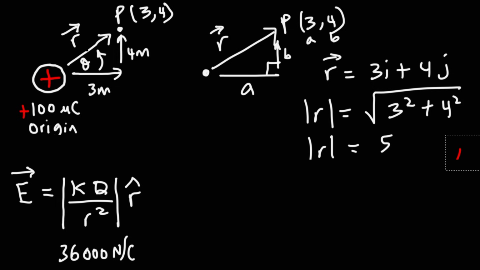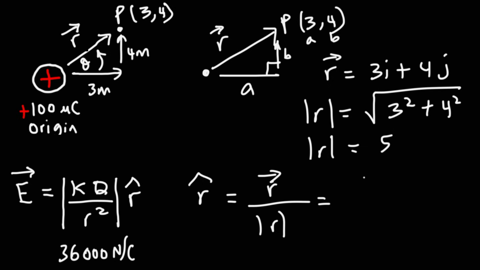But now let's continue in our calculation of r hat. So r hat is going to be the position vector divided by its magnitude, which will give us direction. So it's 3i plus 4j divided by 5.